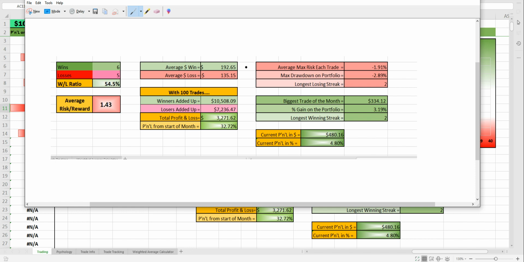And you got your average win and average loss right here. Pretty basic stuff. Winners added up. So if this is with 100 trades with the current win-loss and average risk reward and the average wins, it will give you with 100 trades, which is around 3 months, let's say, trading 30 to 40 trades a month, then you'll be able to get a potential quarter by quarter basis of the P&L.